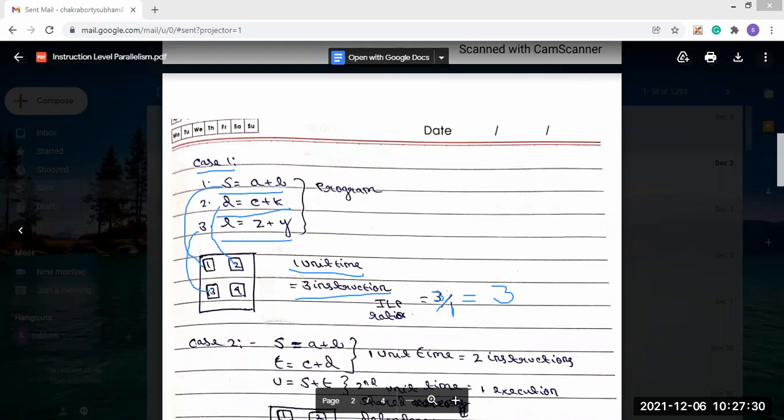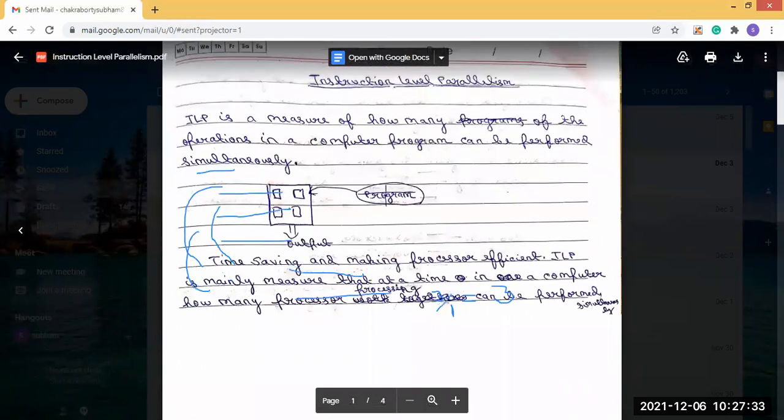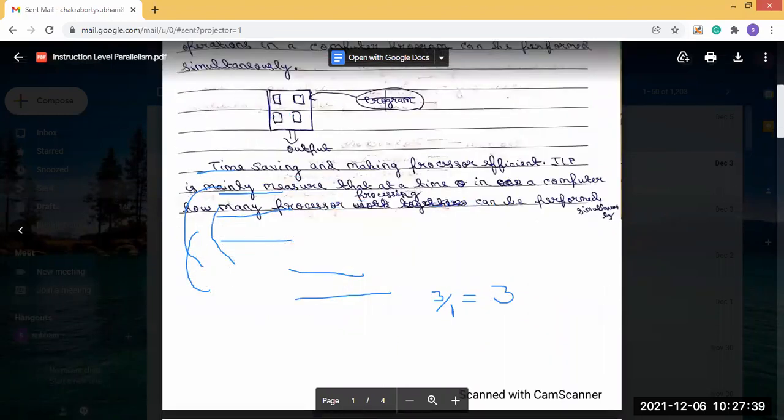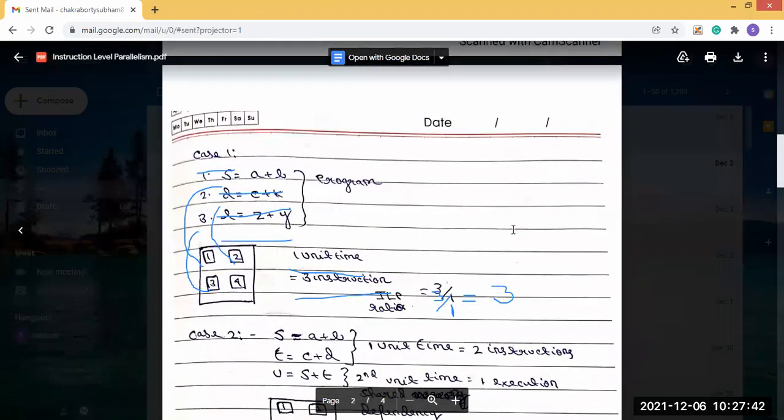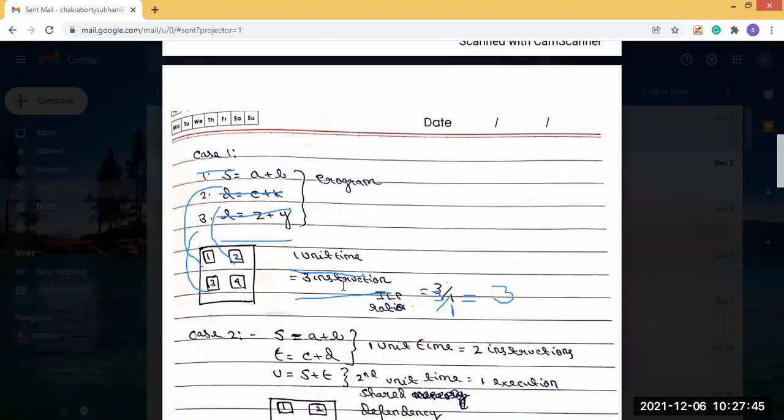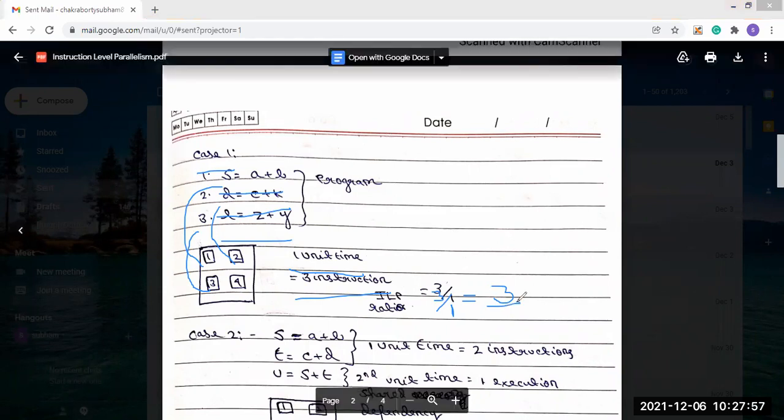So ILP is basically the measure of how many operations in the computer program can be performed simultaneously. In 1 unit of time, 3 instructions are executed. So the ILP ratio will be 3 by 1, and the value will be 3. So in case 1, where we have 4 processors present, the ILP ratio will be 3.